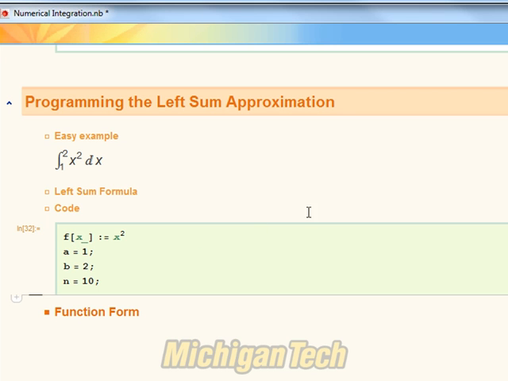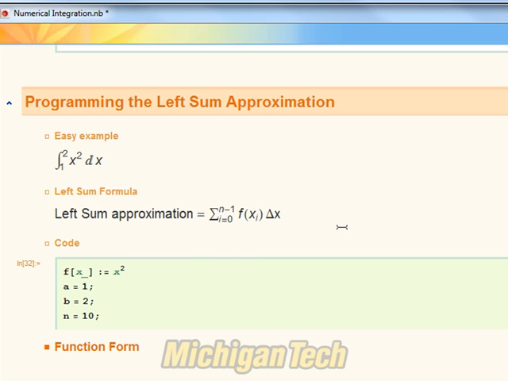Now to find the left-hand sum approximation, which is equal to the sum from i equals 0 to n minus 1 of f of x_i delta x, I would have to find out this delta x and each of these x_i's. To find the delta x, I take the length of the interval, which is 2 minus 1, or b minus a, and I divide by the number of intervals, or in my case, I divide by n. And this is going to be my delta x value.